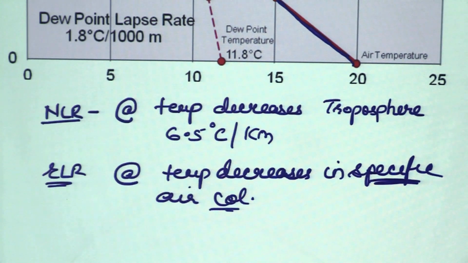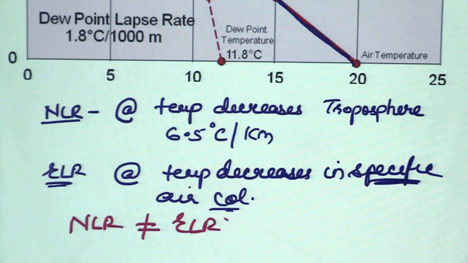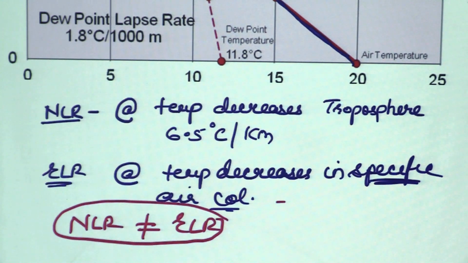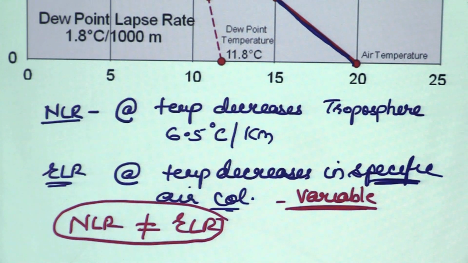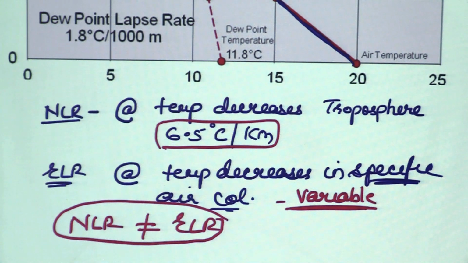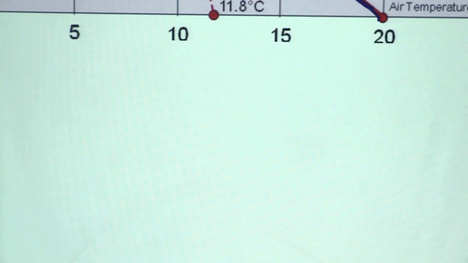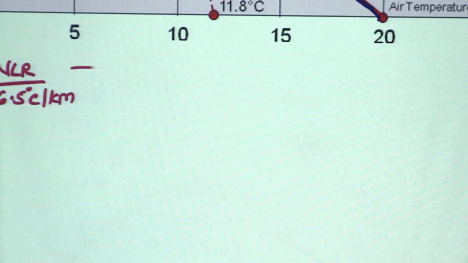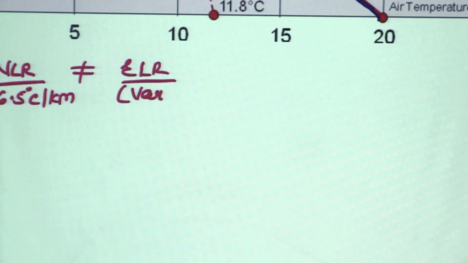What does that mean? Normal lapse rate and environmental lapse rate are not similar. Environmental lapse rate is variable. Normal lapse rate is normally 6.5 degrees Celsius per kilometer of ascent. So what are the two things that we have learned so far? I am quickly repeating it. We have learned normal lapse rate, 6.5 degrees Celsius per kilometer, is not the same as environmental lapse rate, which is variable.